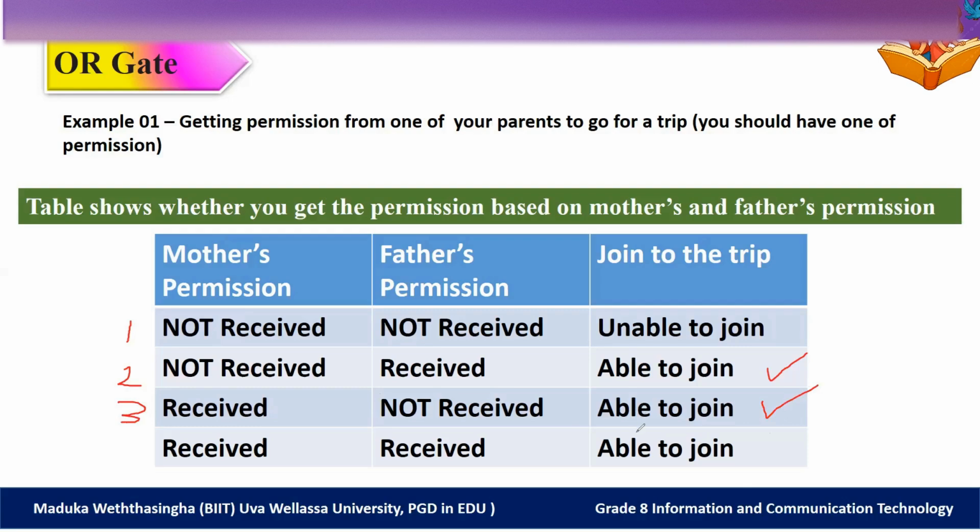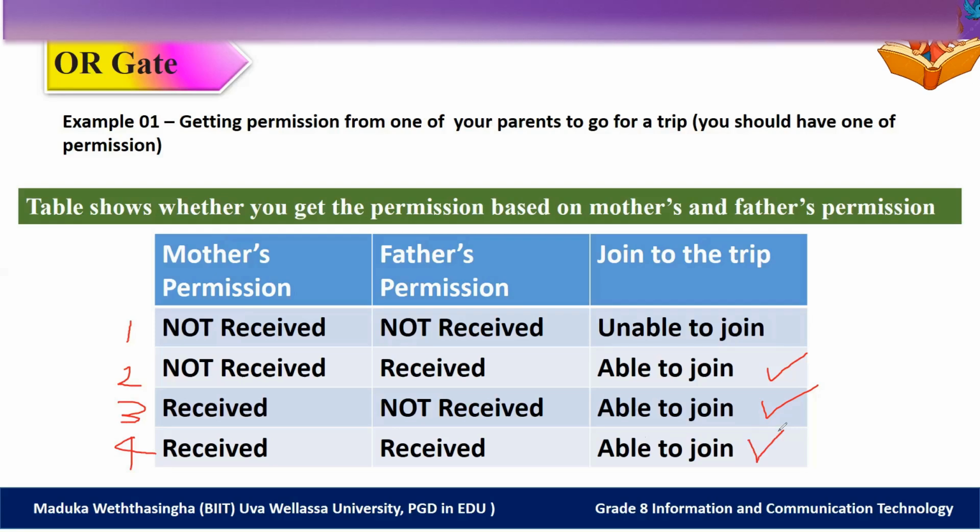Then, when you ask your parents, Mom, Dad, will I join the trip? Then both of them give the permission. Mother said, yes, Putta, you can go. Father said, yes, Putta, you can go. It means you received both permissions, but we need only one. We received both. It means we can join the trip.